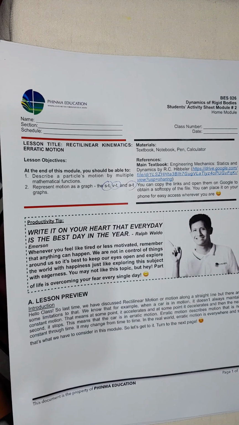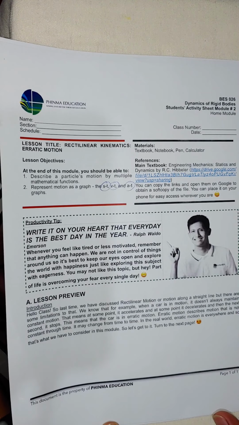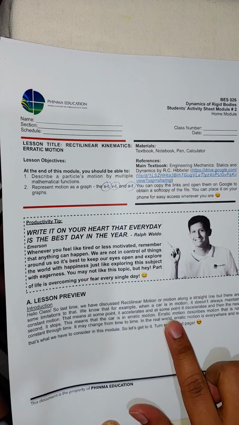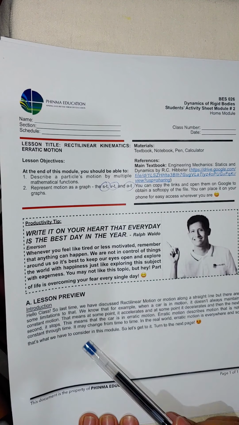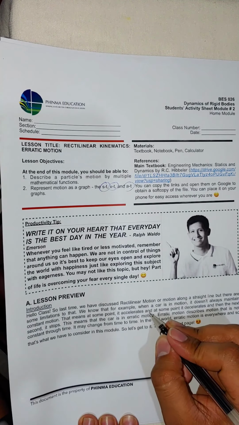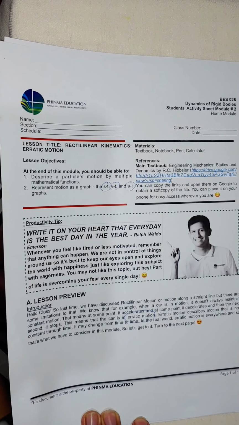There is actually a limitation with these particles. In real life, the motion is not really continuous. For example, when a car is in motion, it doesn't always maintain constant motion. That means that at some point it accelerates and at some point it decelerates, and then the next second it stops. This will be our topic for today, erratic motion. So, the car is in erratic motion.